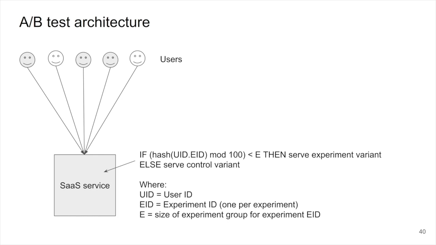Now, a common decision procedure for determining whether a given user, UID, is in the control or experiment group for a given experiment EID is to take a hash of the UID concatenated with the EID, mod 100, and then just check if the resulting value is less than E or not. Now, as long as we choose a good hash function, the hash of UID concatenated with EID, mod 100, just returns a number that's uniformly distributed between 0 and 99 and is independent of the structure of UID and EID.